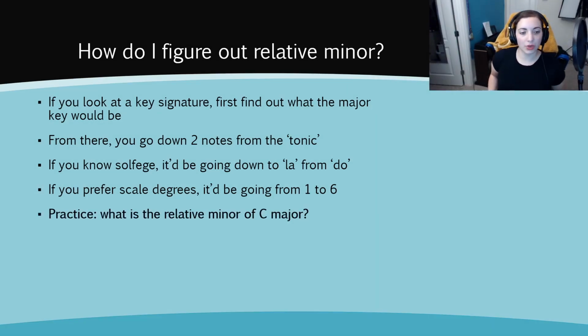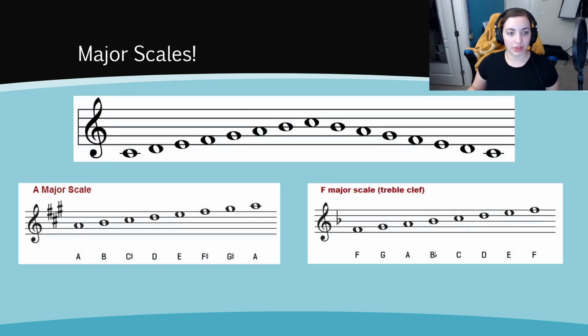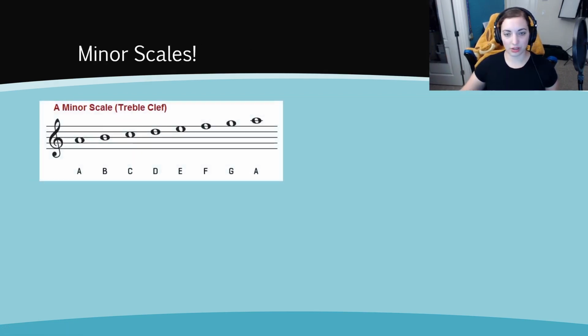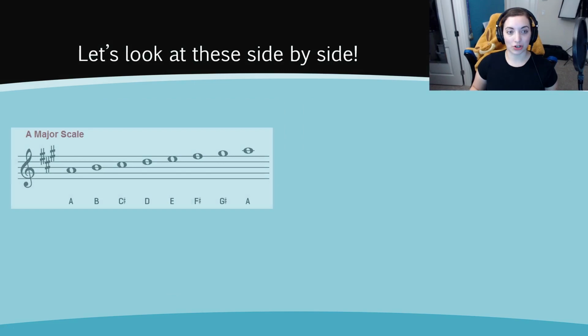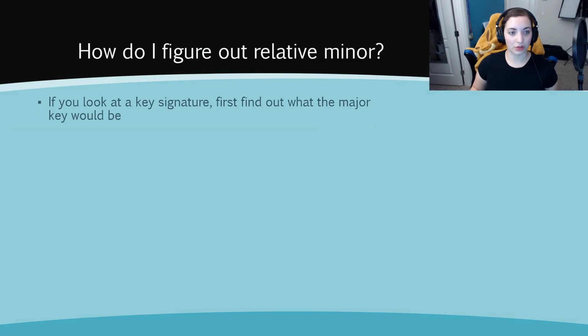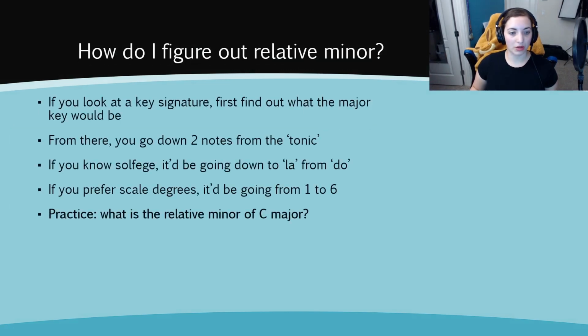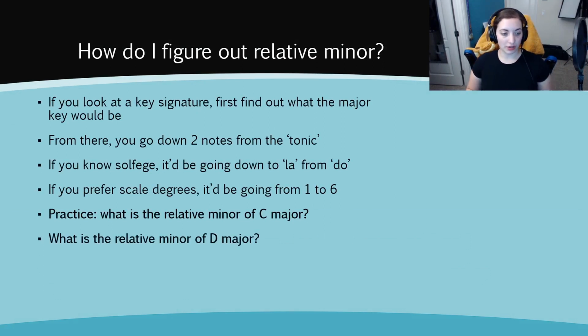Okay, so what is the relative minor of C major? If we look at C major here, there's nothing in the key signature, right? So the answer is going to be A minor. It's the relative minor.